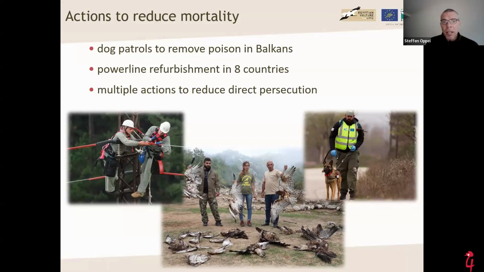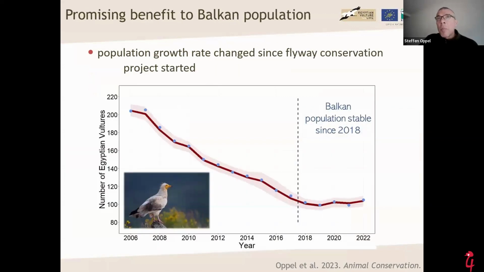This work was all done by a lot of partners along the flyway, and they did an absolutely amazing job. The reason I know that is because when we plot the population trajectory of the Balkan Egyptian vulture population, we can see that the population growth rate has changed since that flyway conservation project started. We started the project in 2017, and it took a while before we actually started to insulate power lines and remove poison from the landscape.